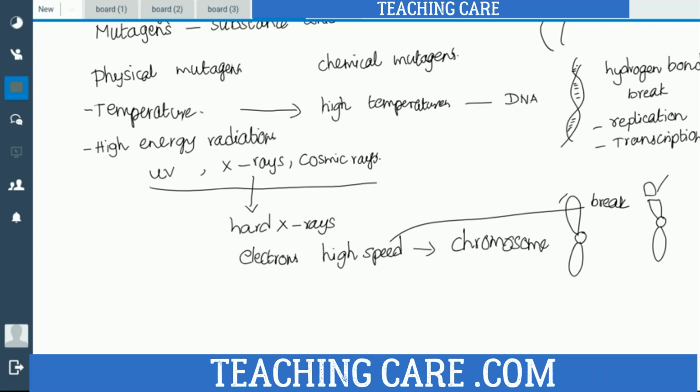And if you take temperature, temperature will break hydrogen bonds. So this is how X-rays, ultraviolet rays and high temperature will affect chromosomes, which leads to mutations. If the chromosome structure or DNA structure is affected, it leads to mutations. So today, whatever we discussed, did you understand?